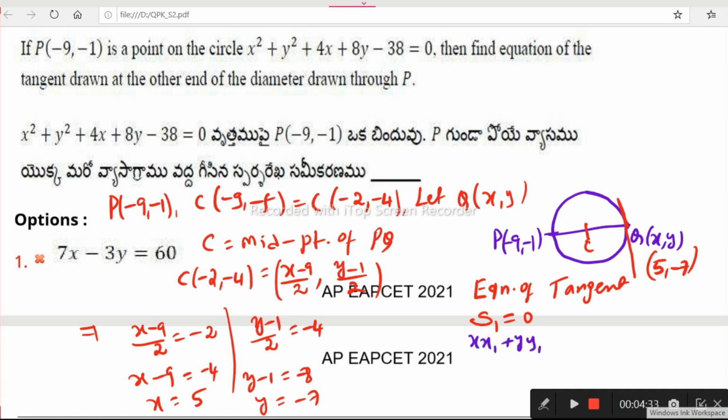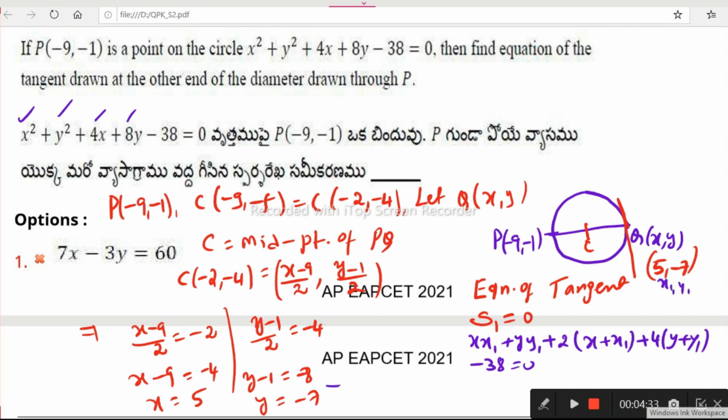According to the given question, S1 is x x1 plus y y1, first degree, second degree terms x square, y square written like this. For the first degree term, 4x, write 4 by 2, that is 2 into (x plus x1). Now the y term is 8, 8y, so write 8 by 2, that is 4 into (y plus y1), minus 38 is equal to 0. This point is (x1, y1), the Q point.